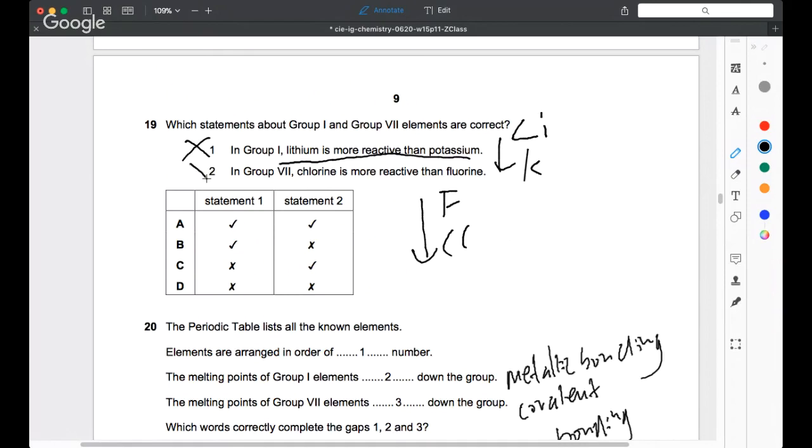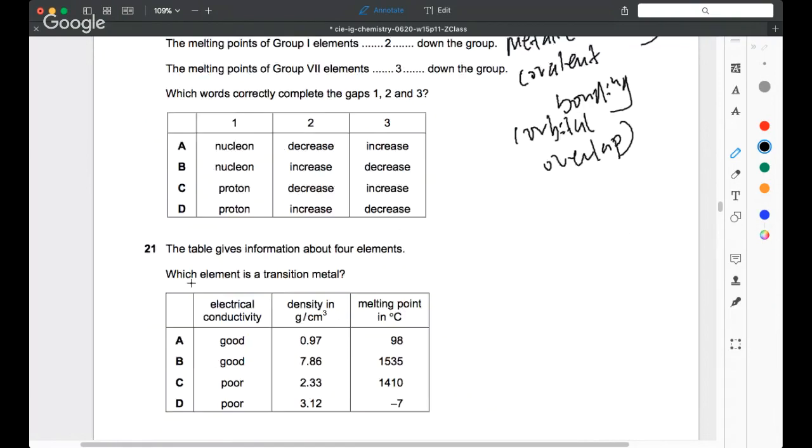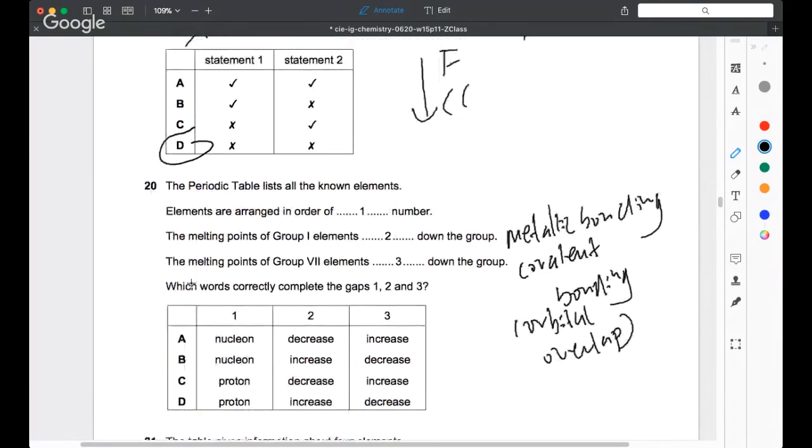So 2 is also wrong because we know that the reactivity of the halogen group decreases down the group. So this is also wrong. So both are wrong. So the right choice is D. Okay. Let's go on to the next question.